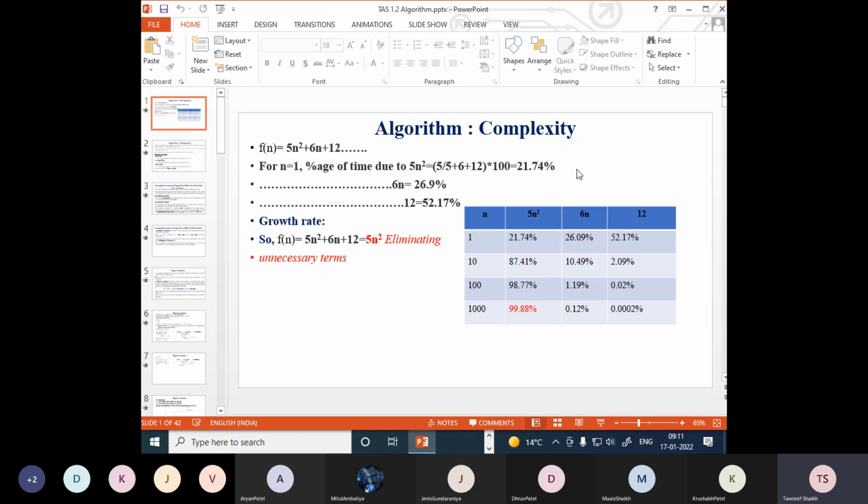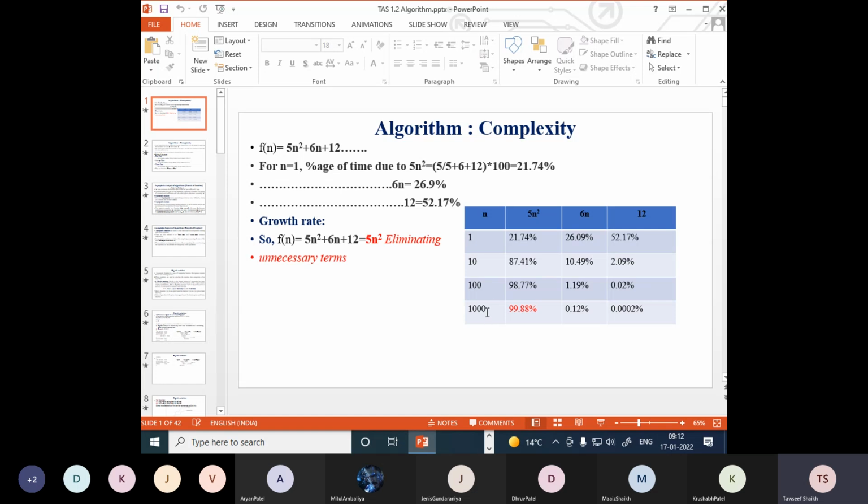Now, whenever we increase the value of n to 100, we will see the 5n square will become 100 into 100 into 5. So it will become a very big term, and performing the computation of that big term will again need a lot of CPU time. The 6n will need only this much time in comparison to 5n square, and the 12 will need very much less time in comparison to the other two terms.